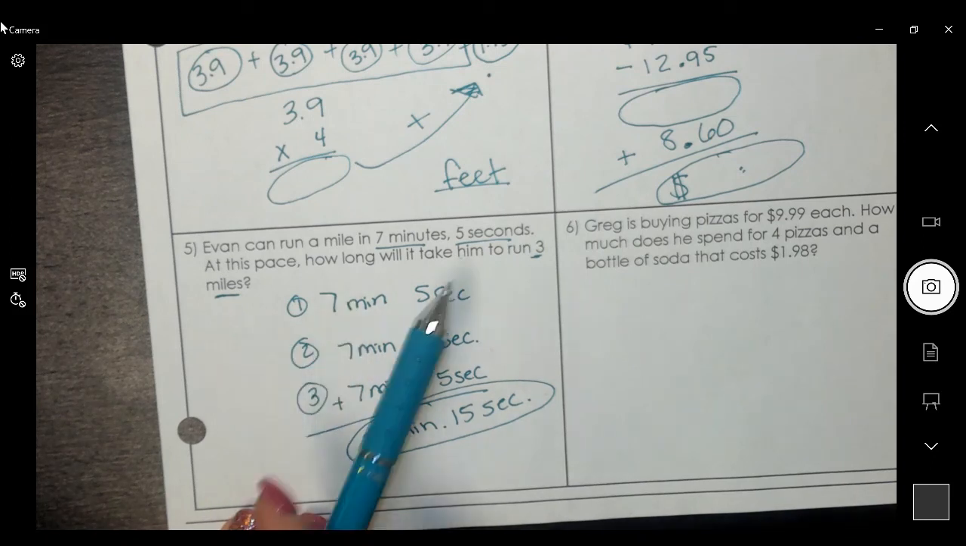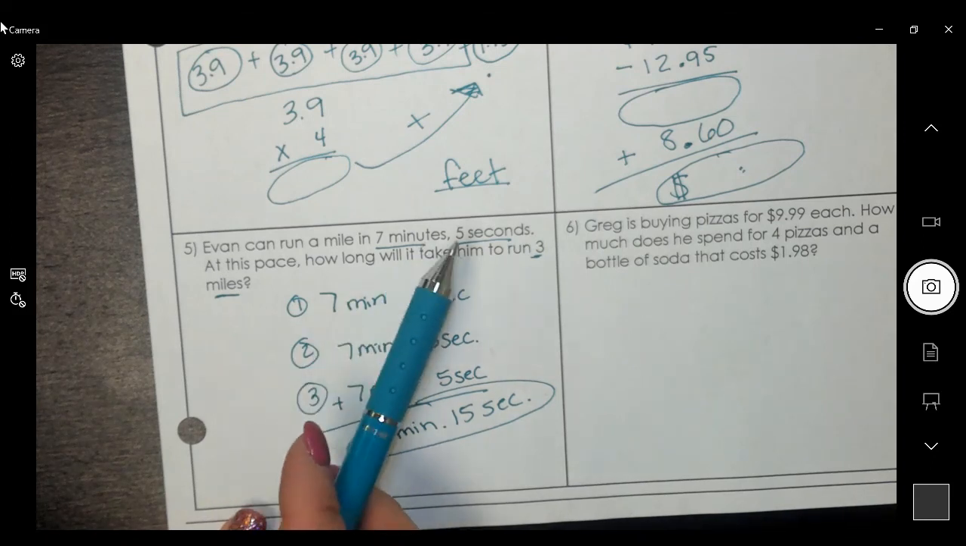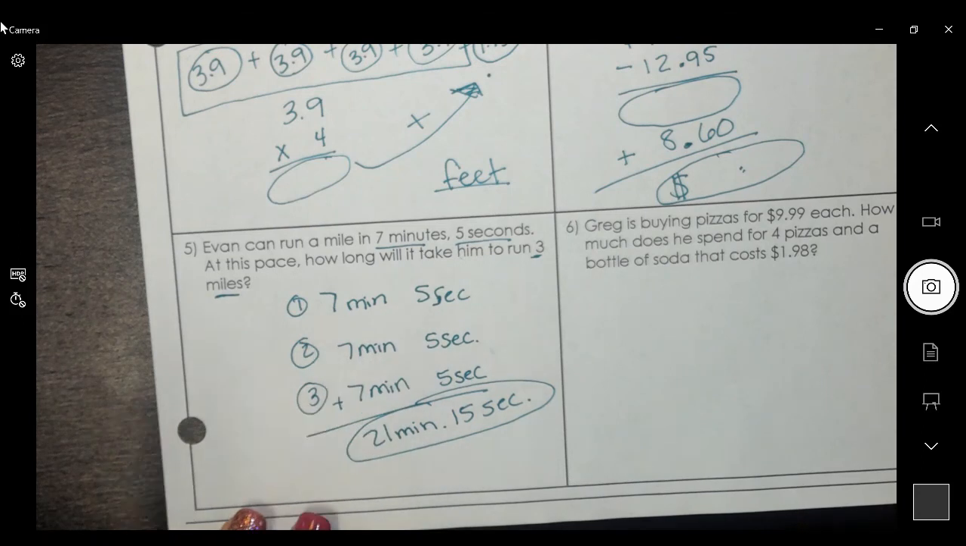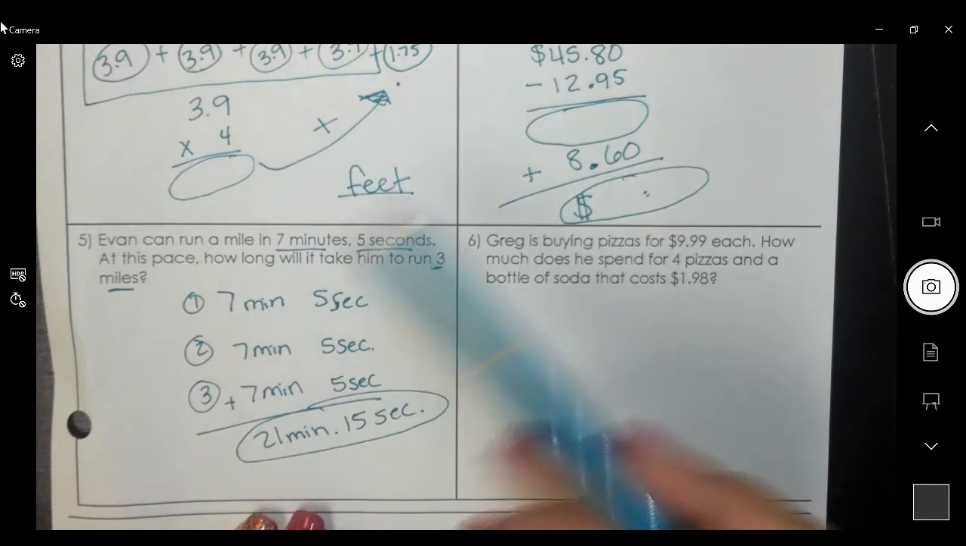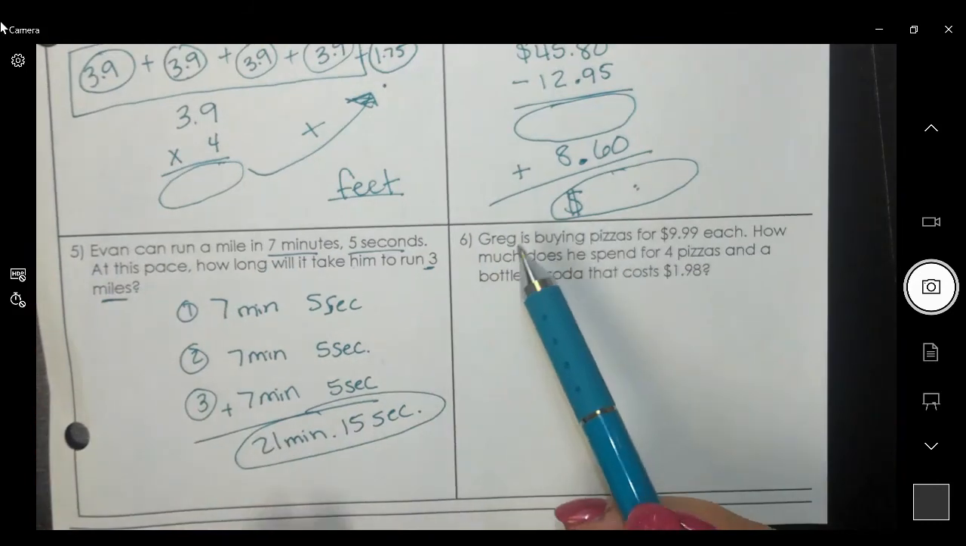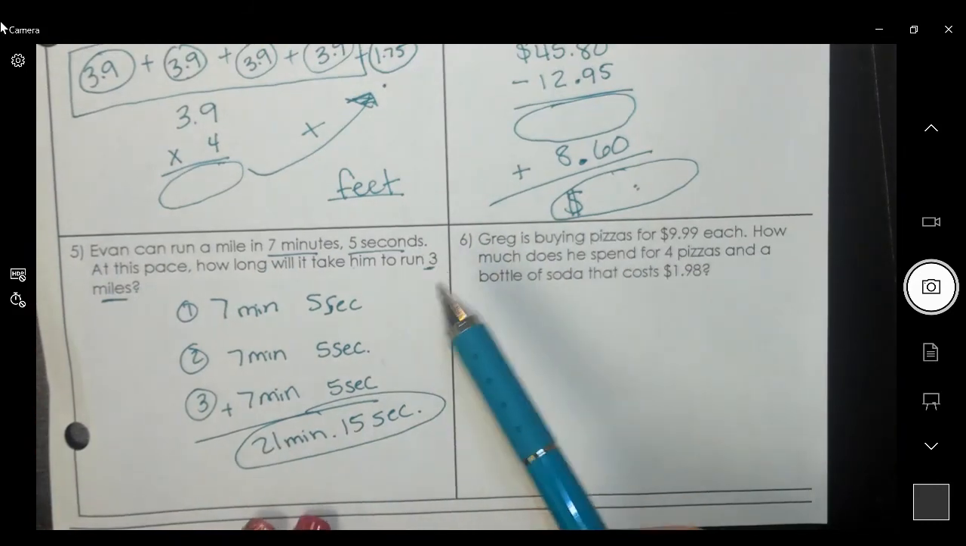Okay, this one was a little bit more tricky because of the 7 minutes and 5 seconds. And so I want to go ahead and do that one with you. All right, so you should have all that work shown. All right, number 6. And like I said, pause the video, slow it down if I'm going too fast.